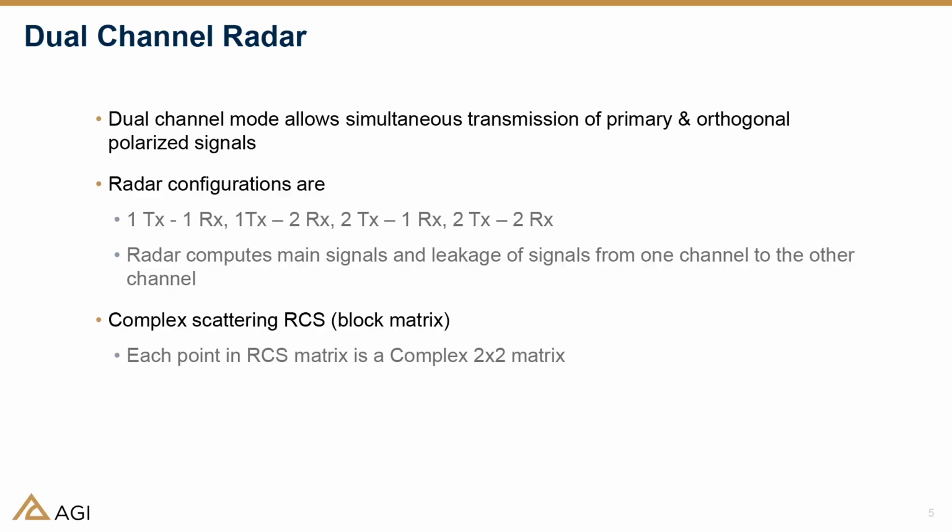Depending on the different configurations, you can have a whole different number of them. You can have one transmitter to one receiver, one transmitter to two receivers, 2 to 1, or 2 to 2. And the radar has the ability to compute these main signals and the leakage of these signals from one channel to the other channel. That's through the use of complex scattering RCSs, or a block matrix. Each point in your RCS matrix is a complex 2x2 matrix, which is needed to get these configurations right.